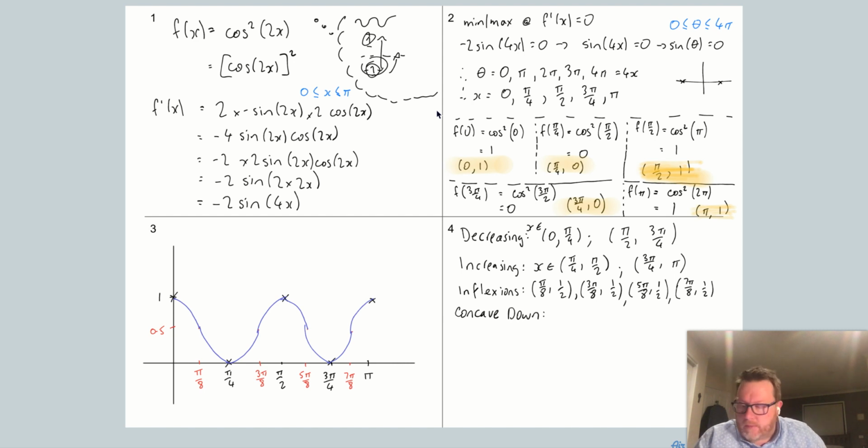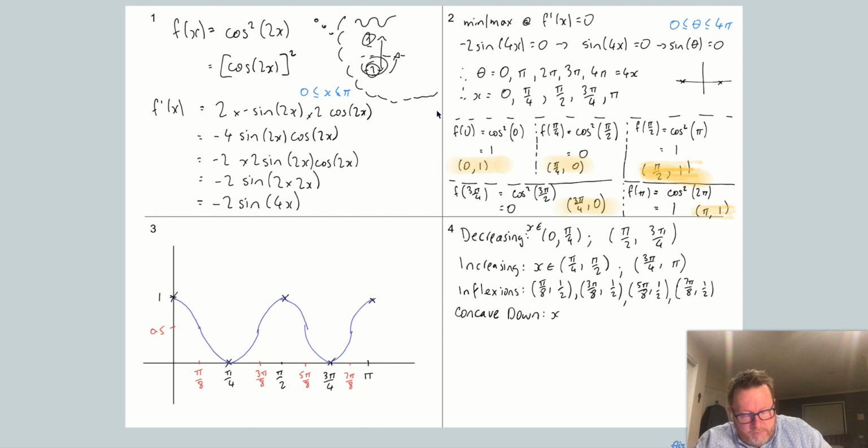Try not to get my picture this time. So concave down, looking at the picture. Concave down would be where it's kind of this shape. So it's concave down between here and here, down to the inflection point. That would be between 0 and pi on 8.